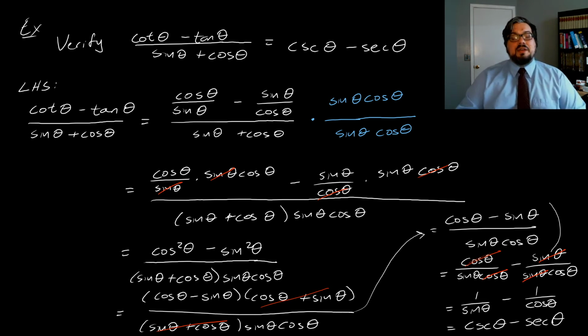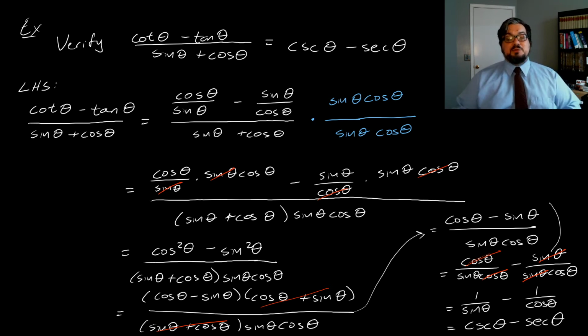And now we can read this whole line of equalities from the beginning to the end, and they all work. They are all using valid logic and correct identities. In this case, the only ones we used were the reciprocal identities, and using some algebra.